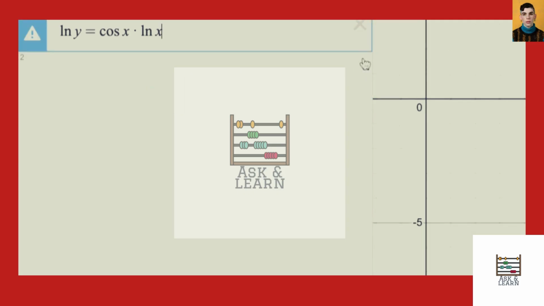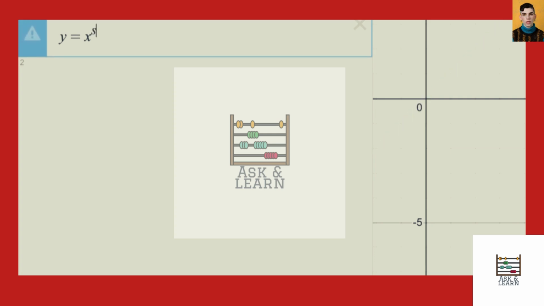So for this problem, what we have is y equals x to the sine of x. And whenever we're dealing with these kinds of functions where we have an exponent with the x and the base with the x, we want to implement logarithms, and specifically the natural log.